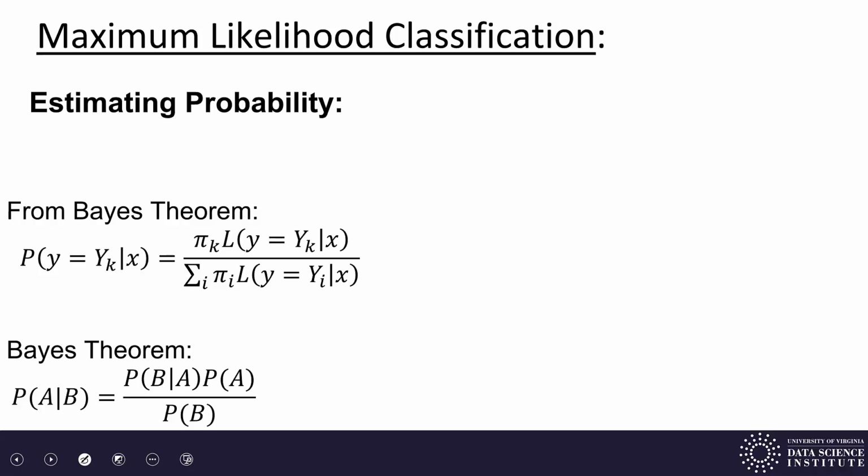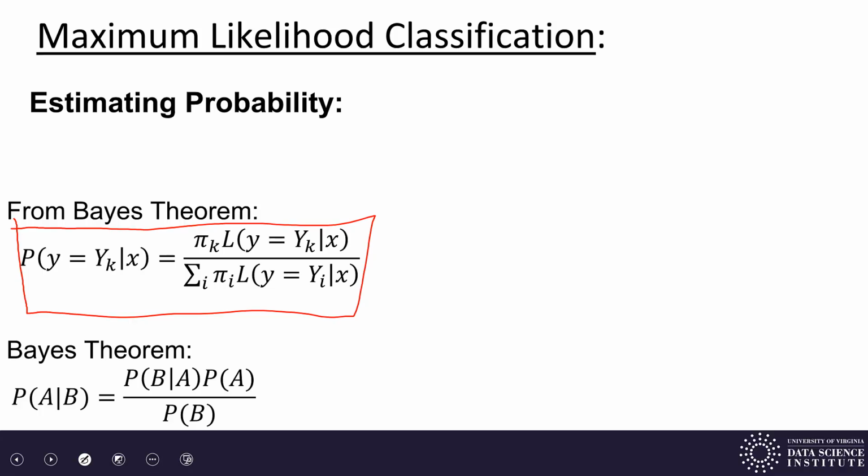We can also estimate the probability of being in a class, and this probability is given by this formula here, which is generated by Bayes' theorem. I included Bayes' theorem in the bottom left-hand corner of the slide. We're not going to go through how it comes about, but for reference, it's important to know that this formula for the probability is given by Bayes' theorem.